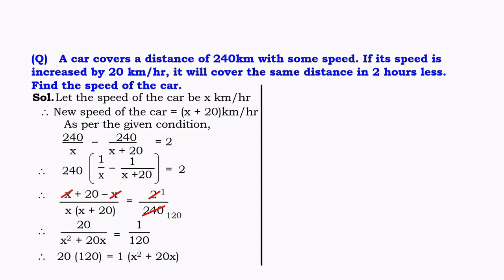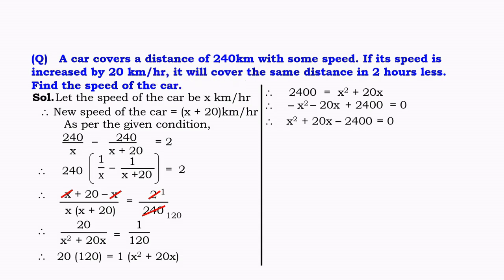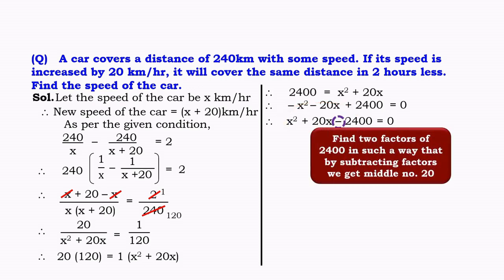Now, cross multiply. 20 multiplied by 120 is equal to 1 multiplied by x squared plus 20x. So, we get 2400 is equal to x squared plus 20x. Bringing all the terms to the left-hand side, we get x squared plus 20x minus 2400 is equal to 0. Now, we need to factorize this quadratic equation.